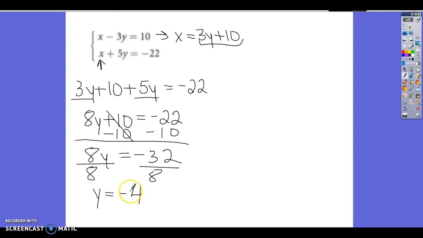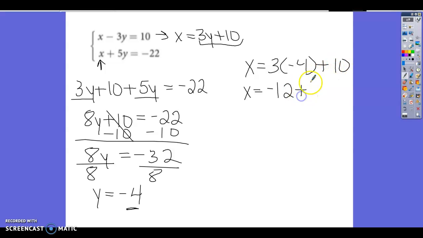Now I have to find x. I can use either one of my original equations. I know that this is equivalent to my original equation, and I'm looking for x, so I'm going to use this equation right here: x equals 3 times y plus 10. We know that y now is negative 4. So x equals negative 12 plus 10, or negative 2. And again, it's always written as x, then y. So the solution to this system is negative 2, negative 4.